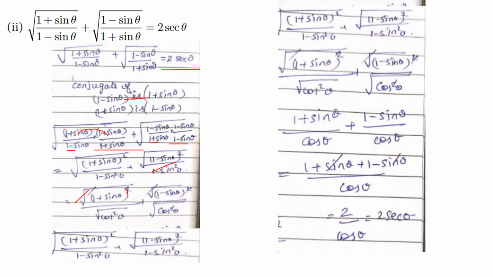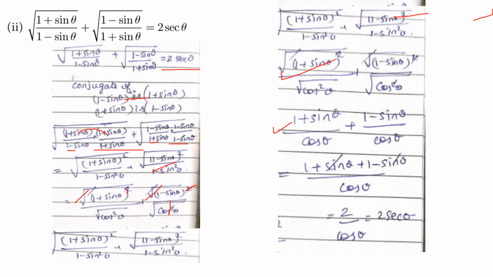Here also, cos squared theta means square root of cos squared theta, and 1 minus sin theta whole squared also what? The squared and square root will cancel. Here you see the same step. Cancel here. So cos squared theta, already I told you, square root of cos squared theta means cos theta. So the whole squared is 2 and the square root will cancel. So remaining: 1 plus sin theta by cos theta plus 1 minus sin theta by cos theta.